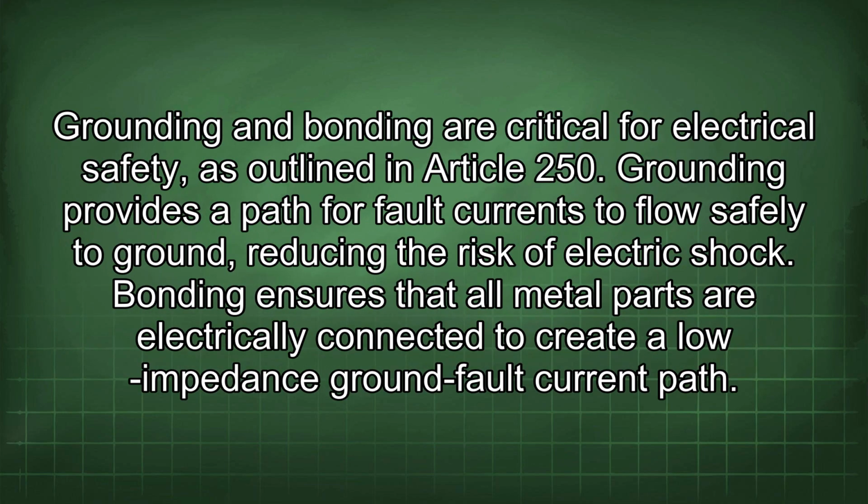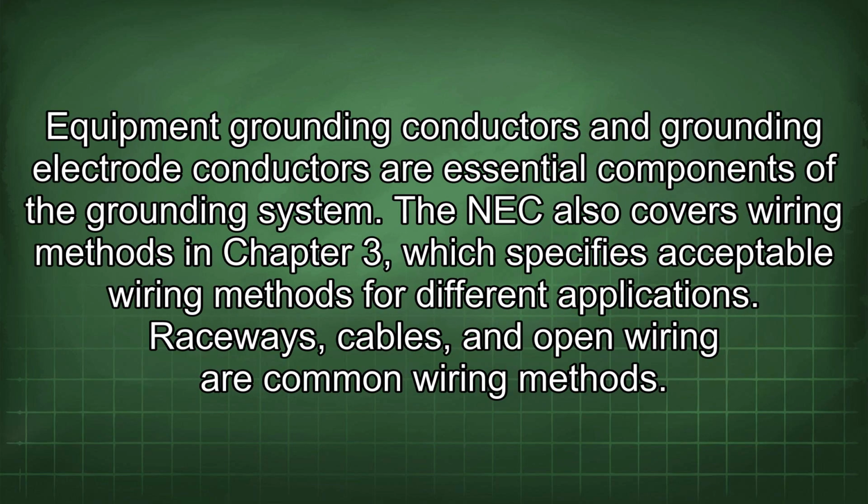Grounding and bonding are critical for electrical safety, as outlined in Article 250. Grounding provides a path for fault currents to flow safely to ground, reducing the risk of electric shock. Bonding ensures that all metal parts are electrically connected to create a low impedance ground fault current path. Equipment grounding conductors and grounding electrode conductors are essential components of the grounding system.